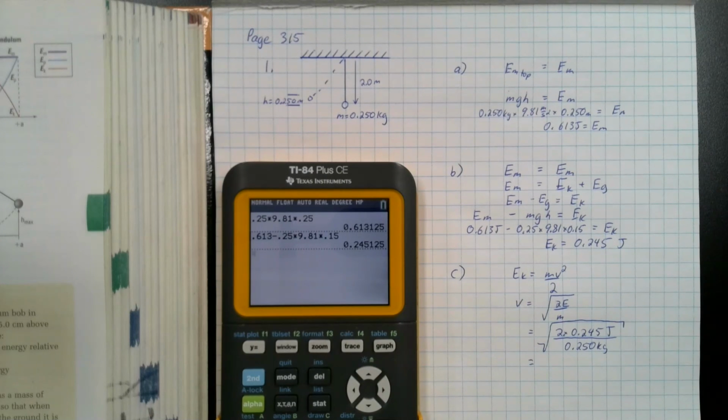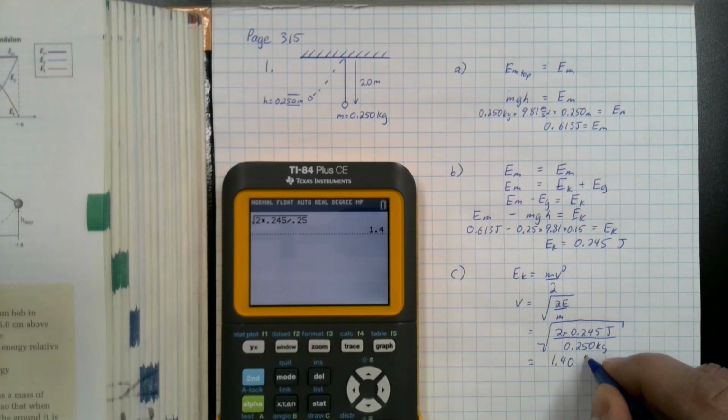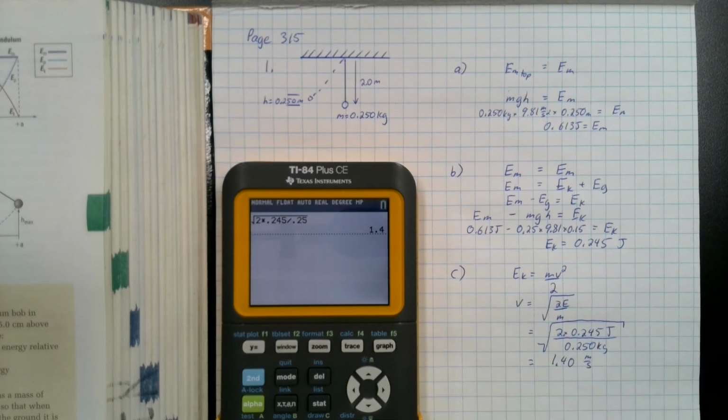So on our calculator, we get the square root of 2 times 0.245 joules this time, divided by 0.25 kilograms, gives me a value of 1.4, so it's going to be 1.40 meters per second as the velocity at that point. And again, we don't know if it's swinging down or up. Our calculations for energy are scalar, so it does not give us direction.